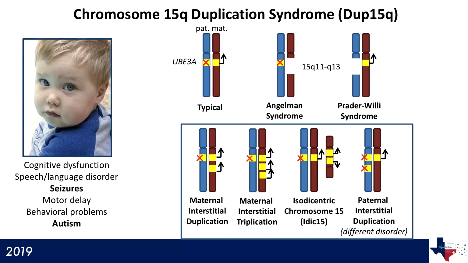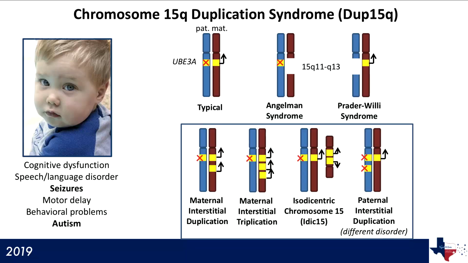I've colored it in yellow for this diagram. Dad's copy has a lot of genes, I'll show you the genes in a second. UBE3A, one gene for instance, is silent on dad's copy, but it's expressed on mom's copy. So individuals with Angelman syndrome are missing mom's copy, and they're missing UBE3A, as well as other genes. Individuals with Prader-Willi syndrome are missing dad's copy, and several paternally expressed genes there.